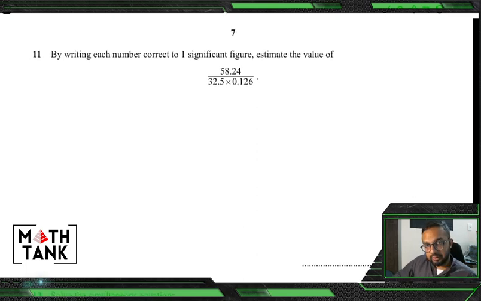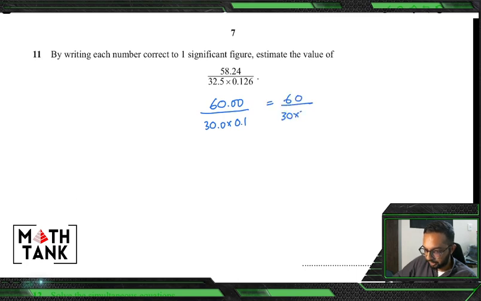Then it says by writing each number correct to one significant figure. Again, it's the same question. It says 58 to be rounded off, so that becomes 60. Then that becomes 30. And that becomes 0.1. So that's 60 divided by 30 into 0.1. I'll remove the decimal, that gives me a 10. I'll cancel out the zeros, so that's just simply 60 divided by 3, which is 20.